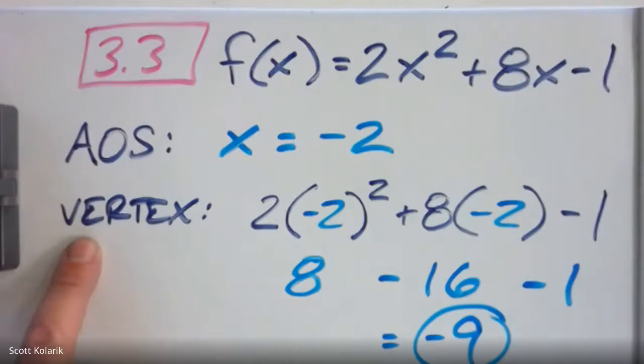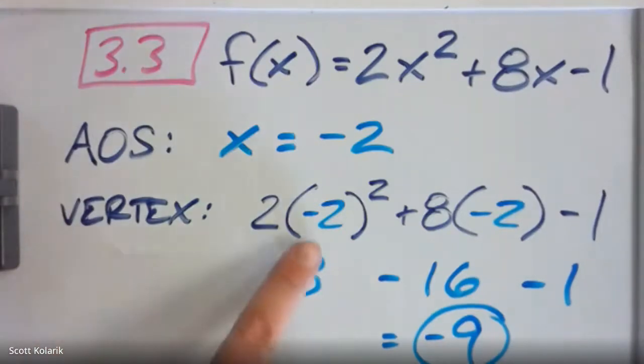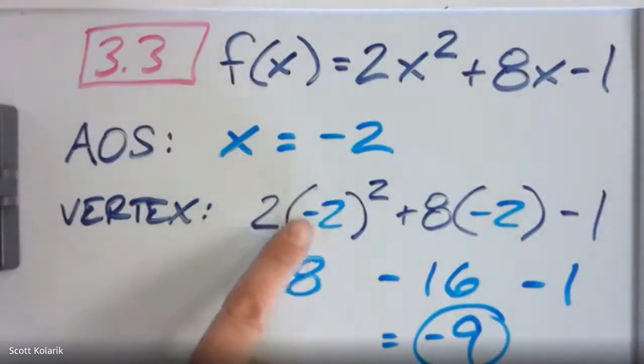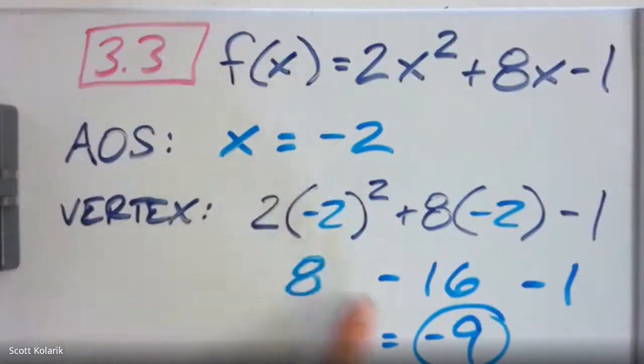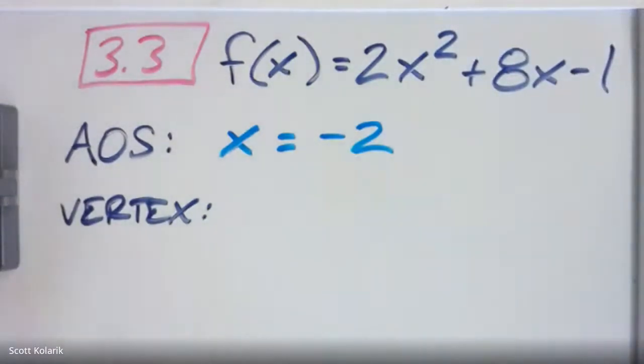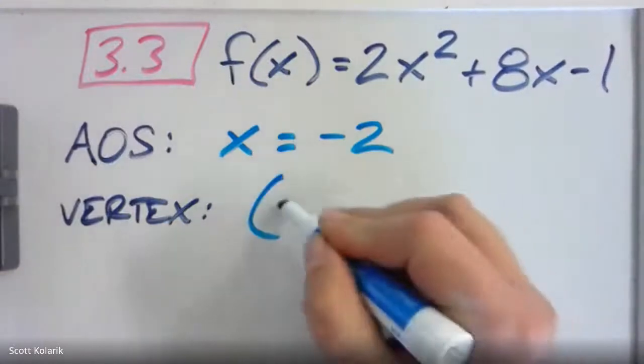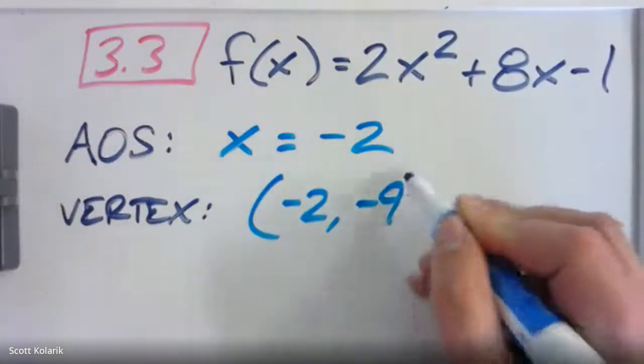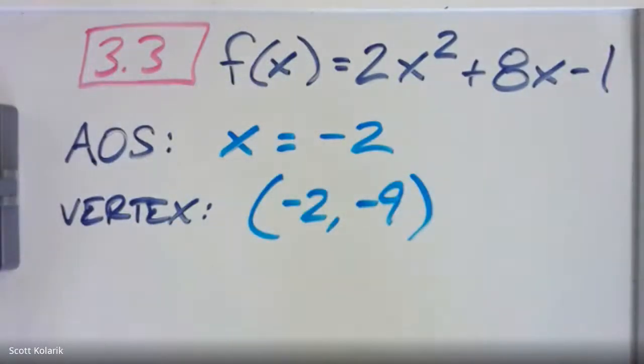And what we have created is a coordinate point. When x is negative 2, negative 9 pops out the other side of my function. That is the definition of a coordinate point. So in this case, my vertex is the coordinate point negative 2, negative 9. And I've identified the first two pieces of this graph.